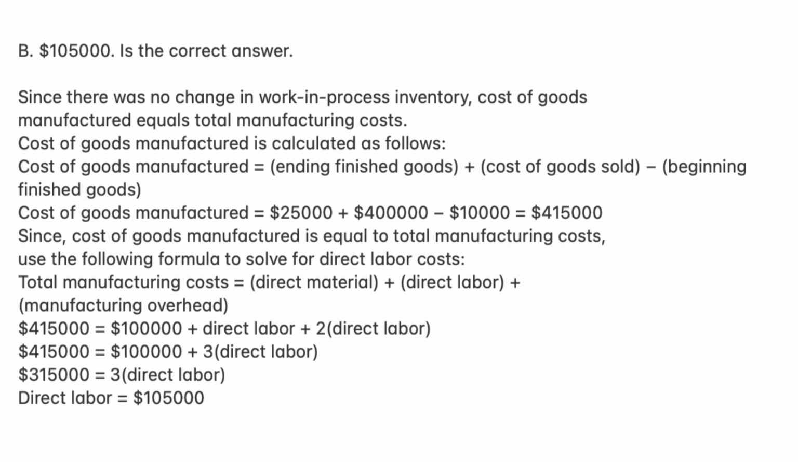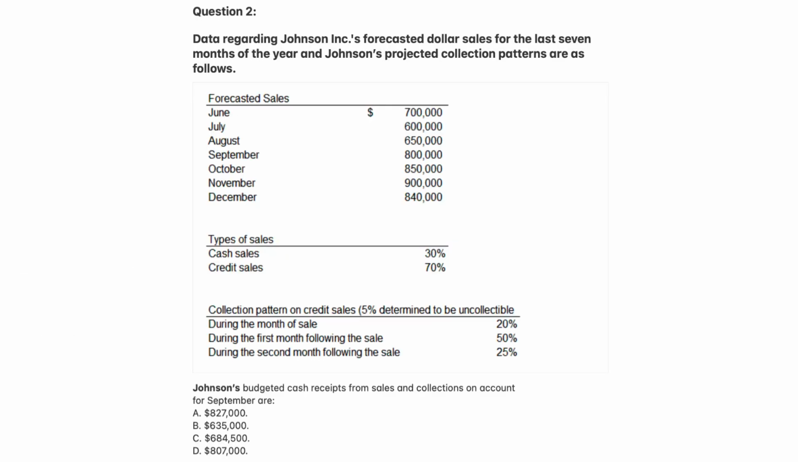$415,000 equals $100,000 plus direct labor plus 2 direct labor. $415,000 equals $100,000 plus 3 direct labor. $315,000 equals 3 direct labor. Direct labor equals $105,000.